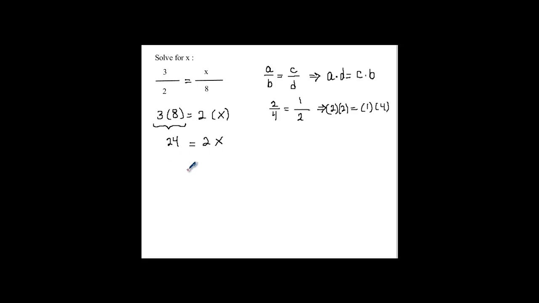We want to solve for x. How do you solve for x here, Richard? Well, I just kind of figured out what times 2 would be 24, and it's 12.